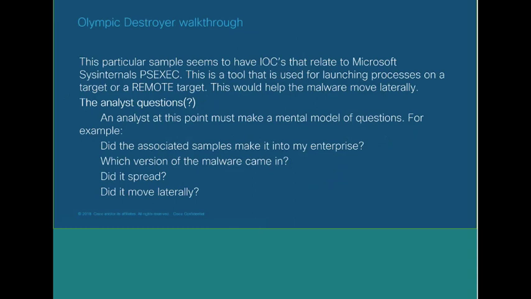Did the sample make it into my enterprise? That's obvious. Was I hit? What version of the malware was it that came in? Often malware will behave differently depending on which version of the malware it is, just like legitimate software. This stuff is developed and released over time. Did it spread on that host? Is there going to be backups, essentially, of the infection? And did it move laterally? Is it infecting other systems, other networks within my organization?